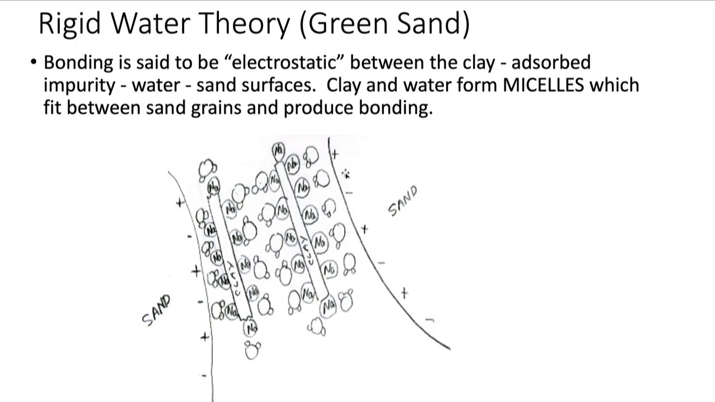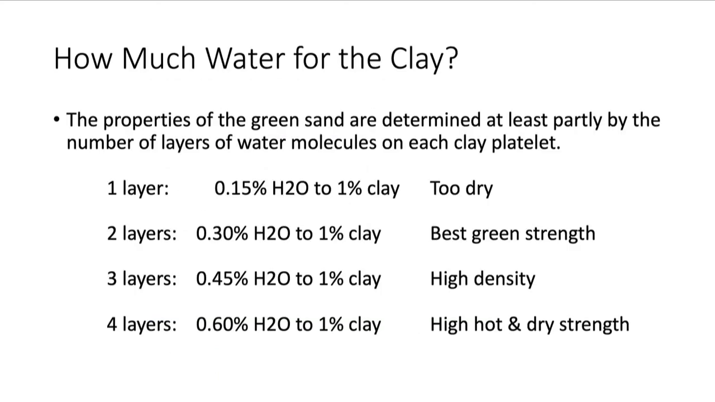We have a charge, by the way, also on the sand itself. This electrostatic charge is what also holds it together. So this is a sand grain, that's a sand grain, and this has 2 layers of clay in between. What's the optimum? The properties of green sand are determined partly by the number of layers of water molecules on each clay platelet. Remember I said that with moisture at 30% of the clay percentage, you get the best green strength.